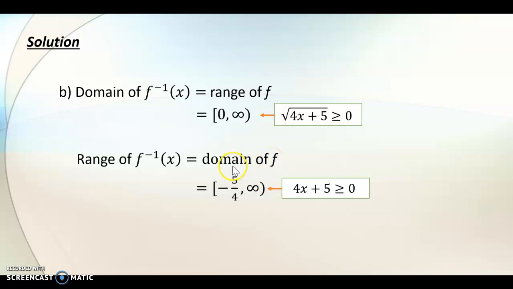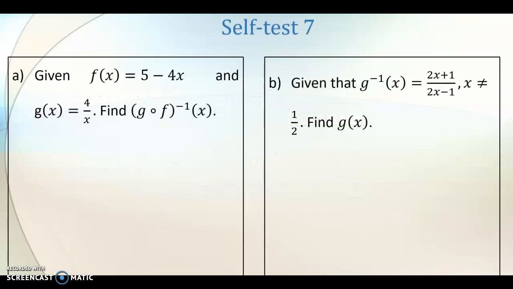The domain is referring to the value of x. So we take the value inside the square root and make it greater than or equal to 0. Now we have x greater than or equal to negative 5 over 4. So it starts from negative 5 over 4 to positive infinity.